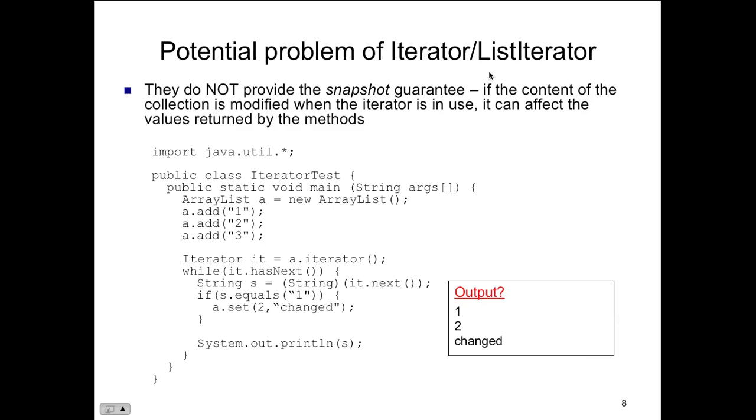Potential problem with the list and the list iterator: they do not provide a snapshot guarantee, which means depending upon how the objects are at any one moment of time, it doesn't guarantee consistent results in terms of the iteration of the list, or the object needs to be refreshed. If the content of the collection is modified, this is what I mean by refresh, and the iterator is in use, it can affect the values returned by the method.